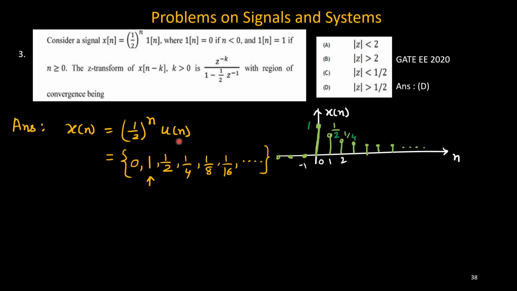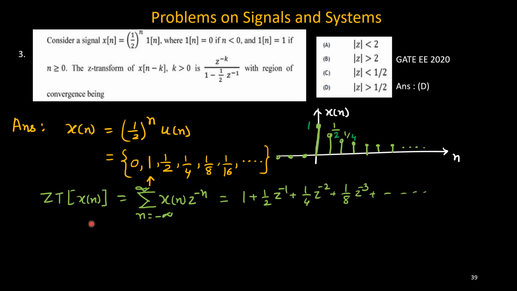The sequence is given as (1/2) to the power n u of n. If I consider this as your origin, at 0 it is 1, then half, then 1/4, 1/8, (1/2) to the power 4, like that. So this function is decreasing exponentially, and the left side is 0. So this is the sequence.